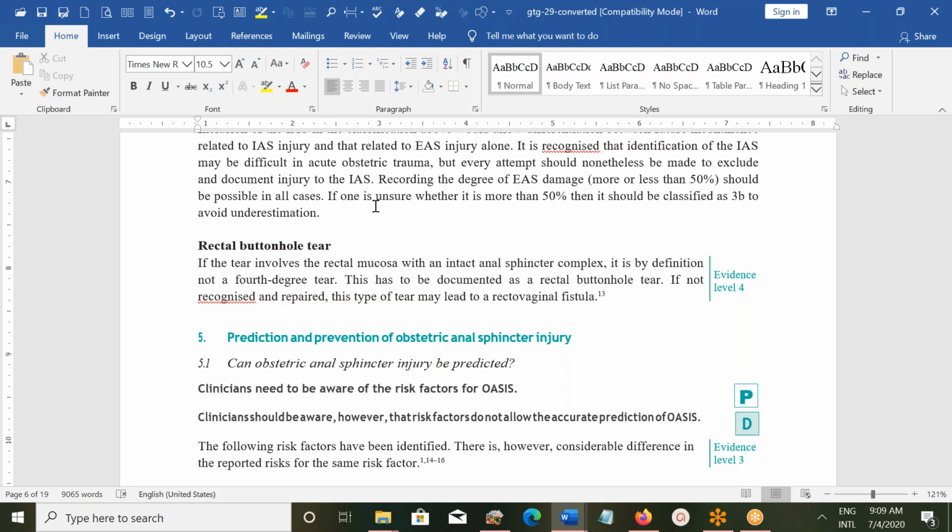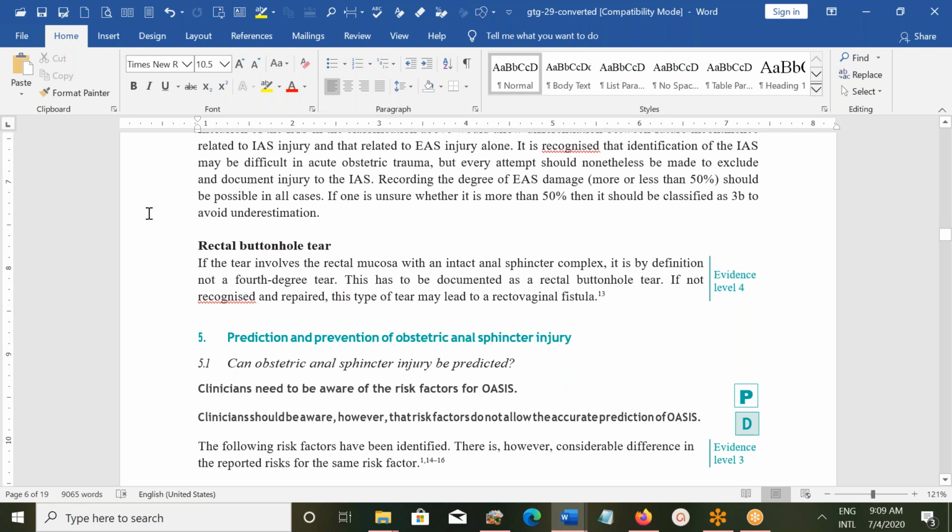If they tell you that just a few fibers of the external anal sphincter are torn, that will be 3A. But if they tell you that even some thickness of the anal sphincter complex has been damaged, then we will say this is 3A. But when they are categorically telling you that this is 50% of the external sphincter, then you are going to classify that as 3B. That is the point. Okay? Go to the higher degree.